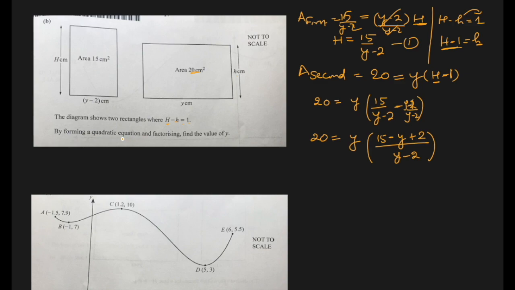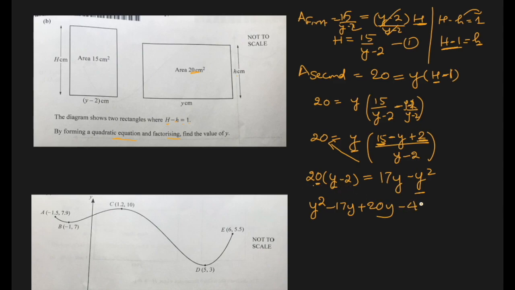What are they saying? By forming a quadratic equation and factoring. So we need a quadratic equation now. So this y minus 2 will go and multiply with 20. Yeah, cross multiply. So 20 times y minus 2 equal to 15 plus 2 is 17 and then multiplied by y. Similarly, this negative y also multiplies with y. So let's bring everything to the left side. It becomes y square, this one, minus 17y plus 20y, this 20 times y, and then 20 times minus 2, which is minus 40, equal to 0.